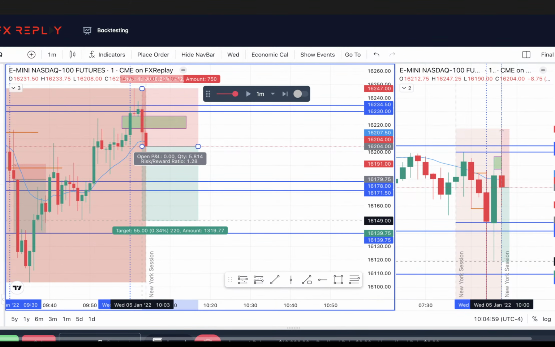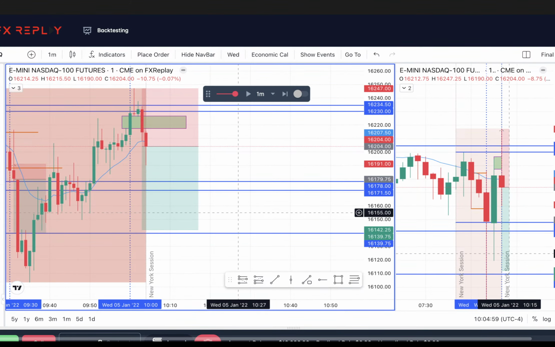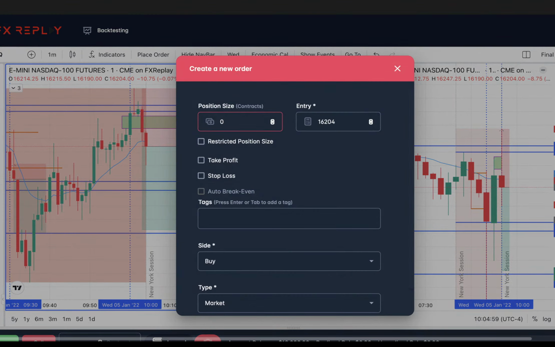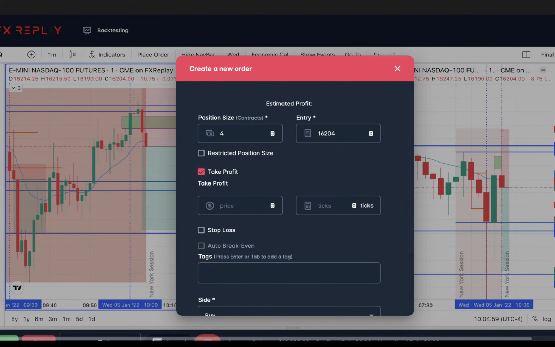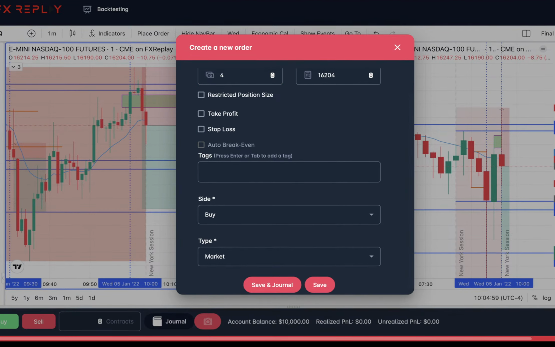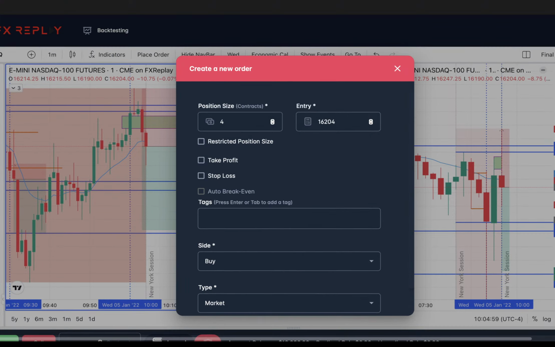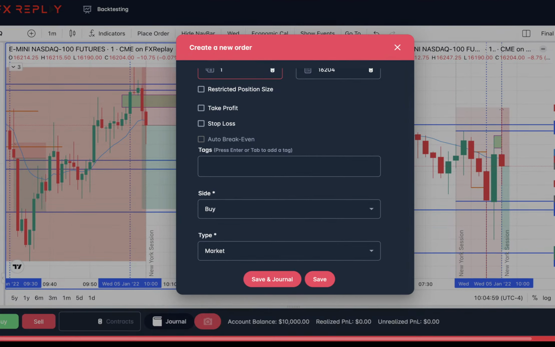I don't want to be greedy. There is a fair value gap right here, so we'll do that. Then you hit place order. Position size, at 4. Isn't it supposed to just take my order where I put it? Let's see. Let's do 1. Contract 1 in queue.